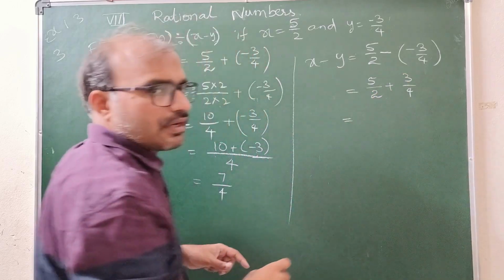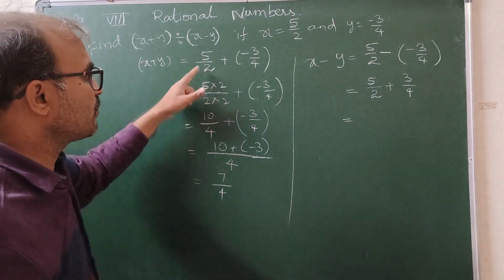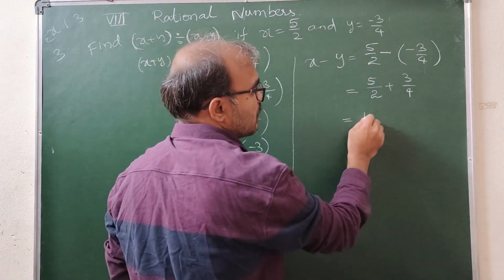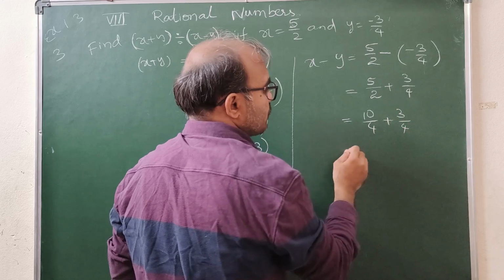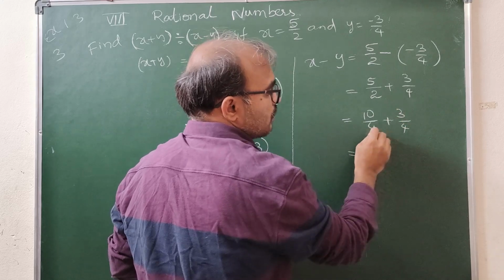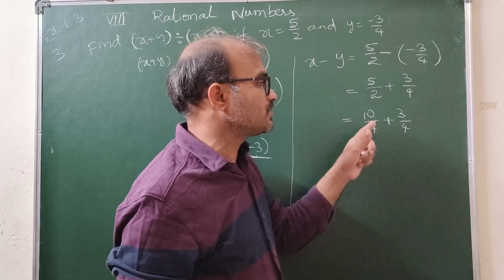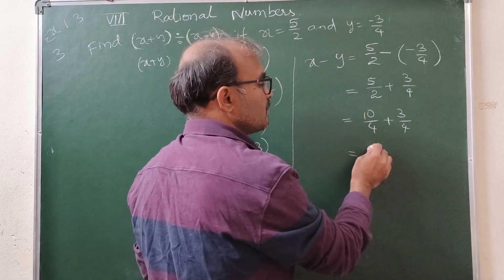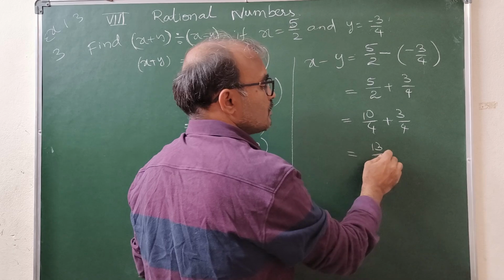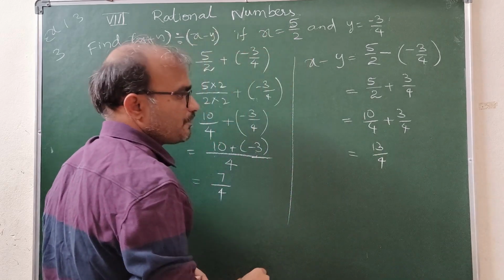We have already done this. 5 by 2 is 10 by 4. Don't do it once again; write directly 10 by 4 plus 3 by 4. Now the denominators are the same, so 10 fourths and 3 fourths together will be 13 fourths.